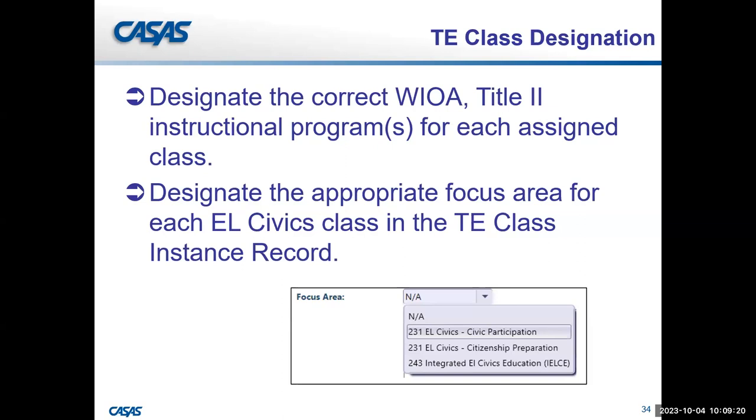That's important when running things like payment points reports or NRS reports. At the same time, at the class instance level, if you're doing EL Civics, you have that focus area drop box. You're selecting from one of three areas. We've talked a few times already about those three focus areas; those are what appear on that drop box. You select one and only one focus area if that ESL class applies to EL Civics.